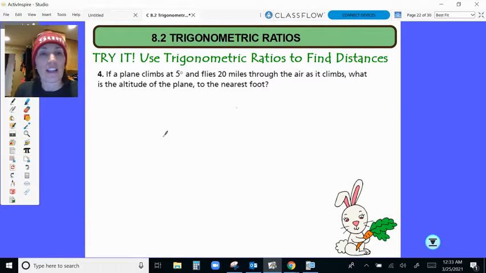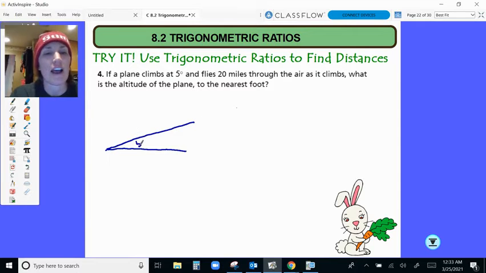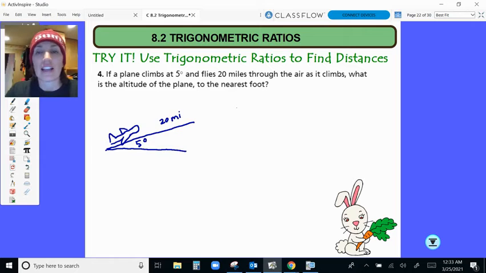So if a plane climbs at 5 degrees, so if we're taking off, we have this triangle, we're taking off like this, and this is 5 degrees. There's my plane taking off at 5 degrees. I'm going to draw a little plane right here because I like drawing planes. Here's my little plane taking off at 5 degrees. It flies 20 miles through the air. As it climbs, what is the altitude of the plane? We want to know how high the plane is over here, to the nearest foot.